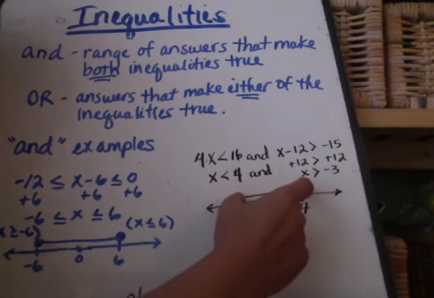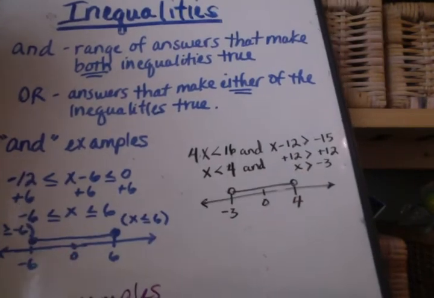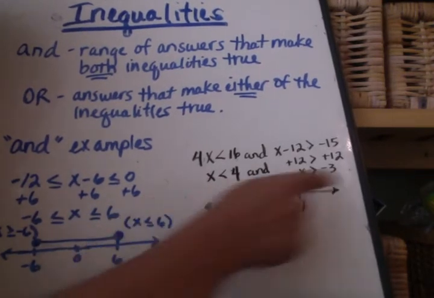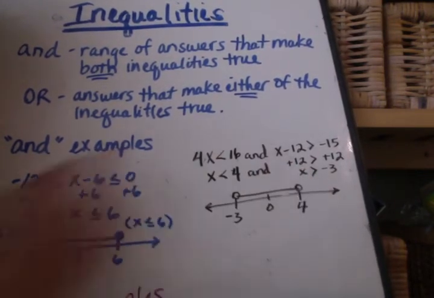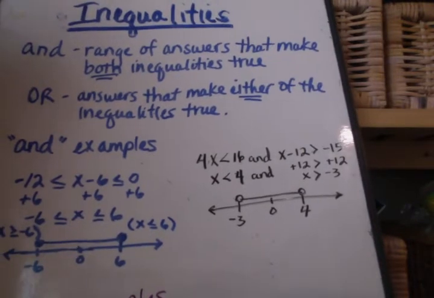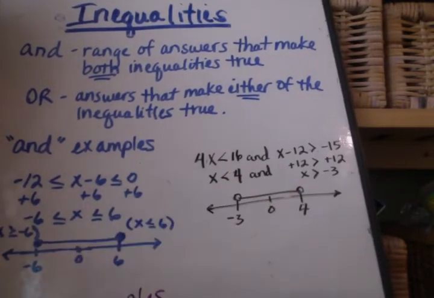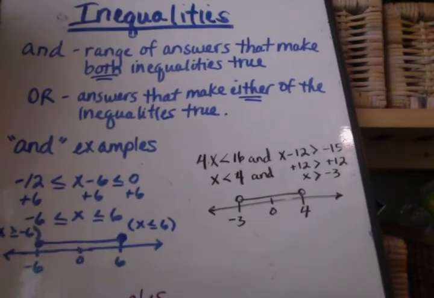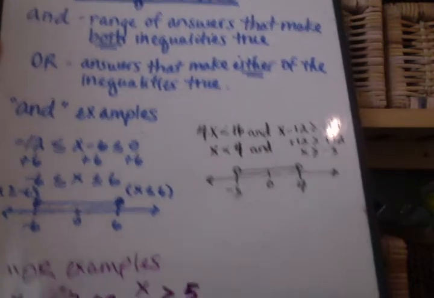But again, I only want the AND condition, where they intersect. So the 4 going this way, then the negative 3 going that way. The solutions, when they're both true, are in between. Generally, that's how your AND conditions are going to look. They're going to have just a range of numbers between the two. All right, let's take a look at some OR examples.